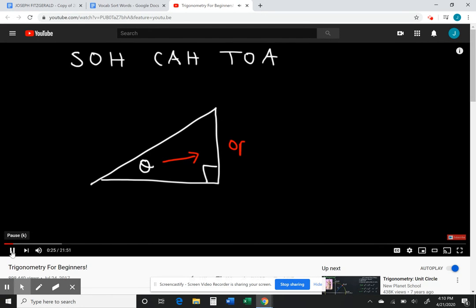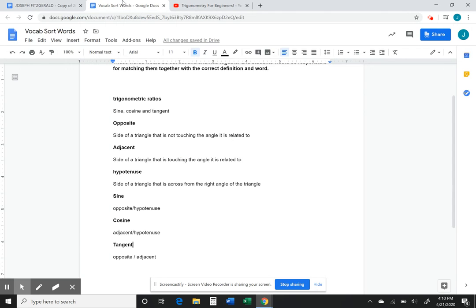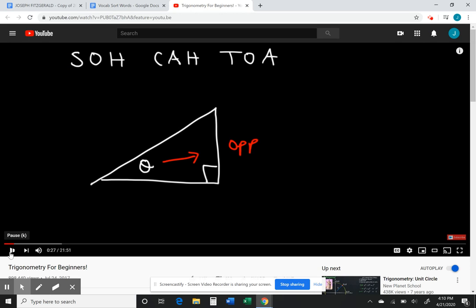Opposite to theta, this is the opposite side. Okay, and what did you guys have for your vocab sort? What did we say the opposite side is? The side of a triangle that is not touching the angle it is related to. So go ahead and check that. If you need to move something around, you can do that.